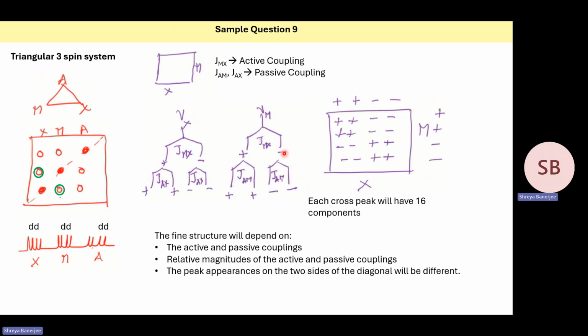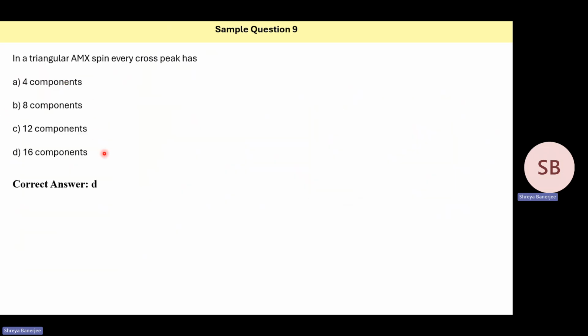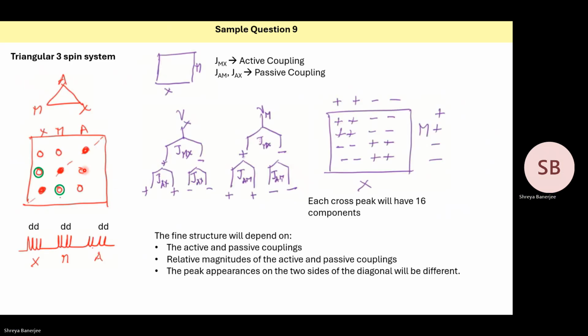Similarly, M will also have 4 peaks, plus, plus, minus, minus, plus, plus, minus, minus. So X has 4 peaks, M has 4 peaks. So 4 into 4, there will be total of 16 components in each cross peak. That is what this question is asking. Each cross peak will have how many components? The answer is 16 components, that is D.